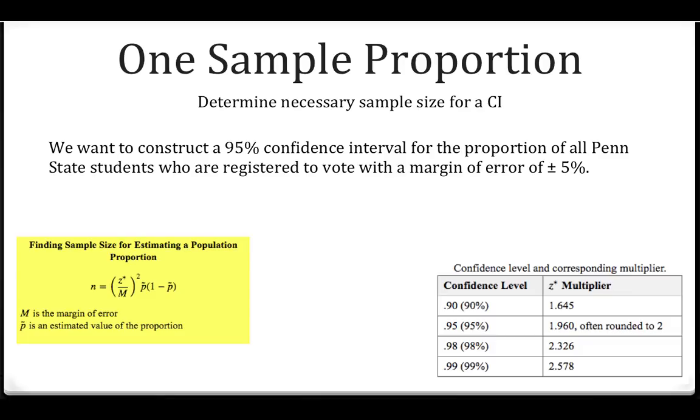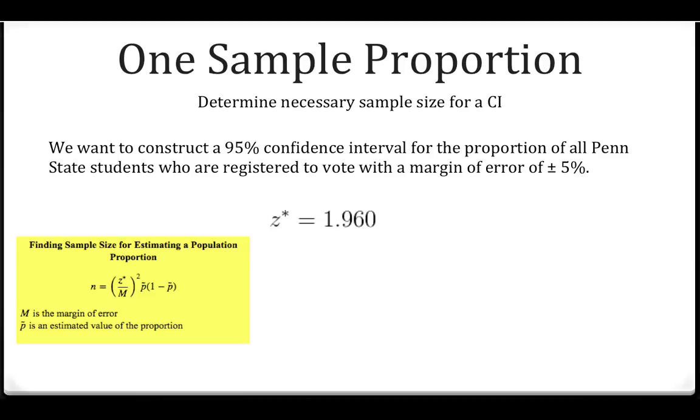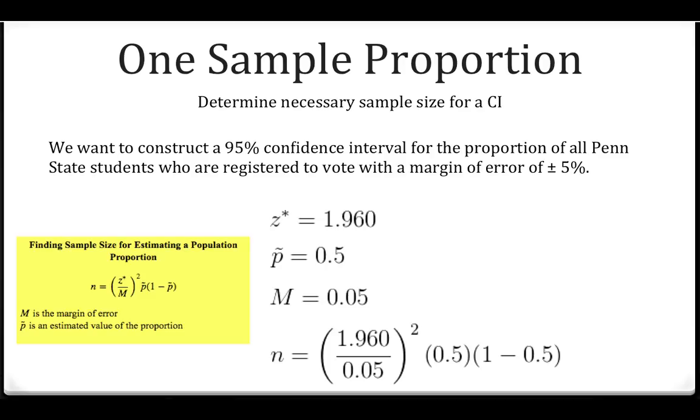For a Z multiplier, again, we want a 95% confidence interval, so that's going to be a Z multiplier of 1.960. We don't have an estimate of the population proportion, so we're using the conservative estimate of 0.5. And we're given a margin of error of 5%, which as a proportion translates to 0.05. We plug these values into our formula, and we find a minimum necessary sample size of 384.16, but we always round up. So we would want to obtain a minimum sample size of 385.